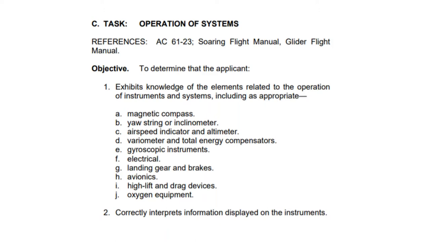These first basic five things: magnetic compass, yaw string or inclinometer, airspeed indicator, altimeter, variometer, total energy compensators. Those are pretty standard on most of the training gliders you're going to see. So that's all going to be fair game. Gyroscopic instruments, I'm going to cover that for just a minute. That's more going to be on your power stuff or a motor glider, or if you got a fancy glider with avionics and it's in there. Electrical system, you may or may not have that in your glider. Landing gear and brakes, again, avionics, high lift and drag devices, oxygen equipment. So that's what we'll be covering today.